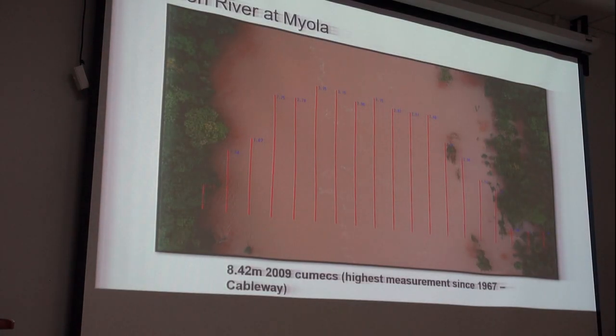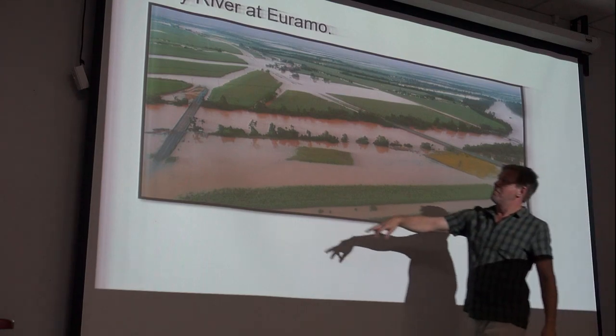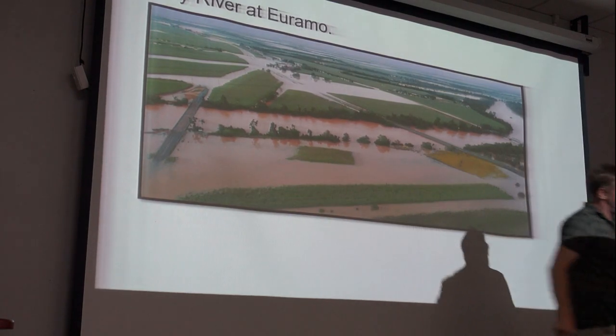And again, it's another example using a drone. You couldn't actually get to the site. We were able to use that to get the highest flow measurement since like the 1960s at this site. So again, flying it in. And this is from another river south of us in Cairns. This is the Tully River. So you can see the monitoring station is just there.